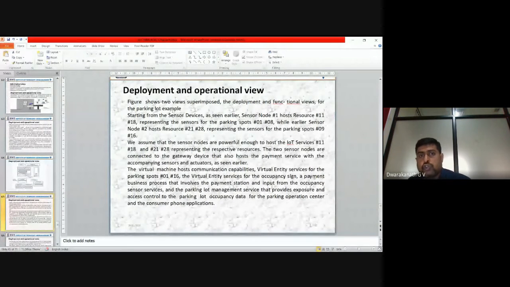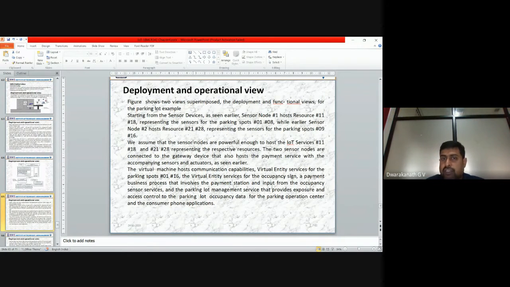So the figure shows two views superimposed: the deployment and functional views for the parking lot example. Starting from the sensor devices as seen earlier, sensor node number 1 hosts sensors 11 and 18, representing the sensors for parking spots 1 and 8, while the other sensor node hosts resources 21 and 28, representing the sensors for parking spots 9 and 16.